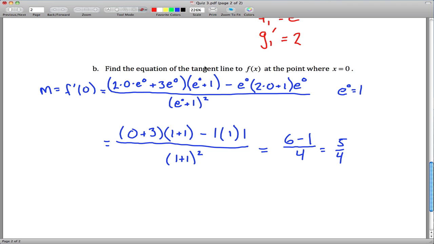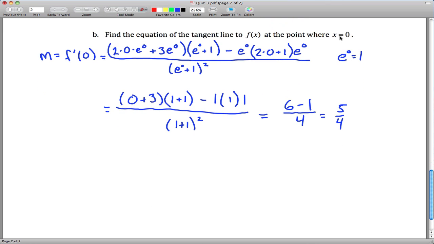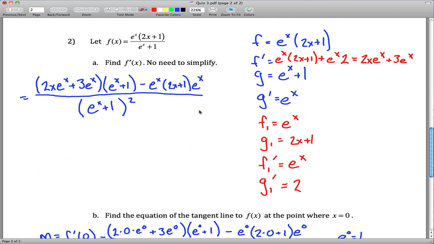But remember, we're not done. We need the equation of the tangent line. So we need something that looks like y equals mx plus b. Anytime you want the equation of a line, you need the slope and a point on the line. We know that the x-coordinate, x1, is equal to 0. That's given in the problem. And the y-coordinate we can figure out by plugging 0 back into the original equation. So be careful with that. Make sure you plug it in up here.